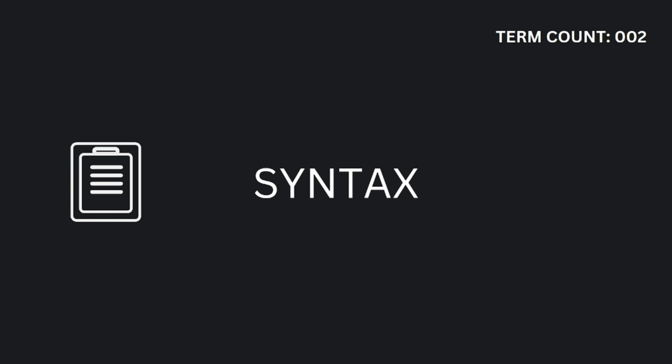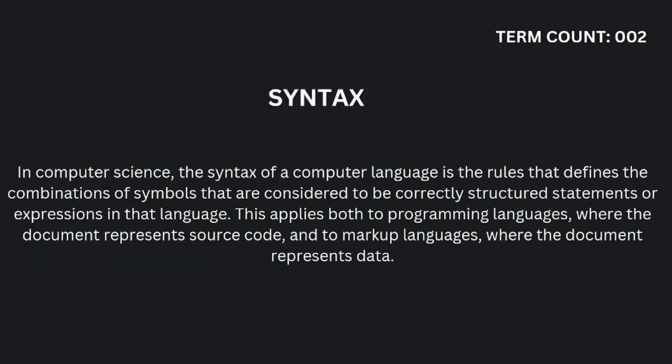Our new term is syntax. In computer science, the syntax of a computer language is the rules that define the combination of symbols that are considered to be correctly structured statements or expressions in that language. This applies to both programming languages, where the document represents the source code, and to markup languages, where the document represents the data.